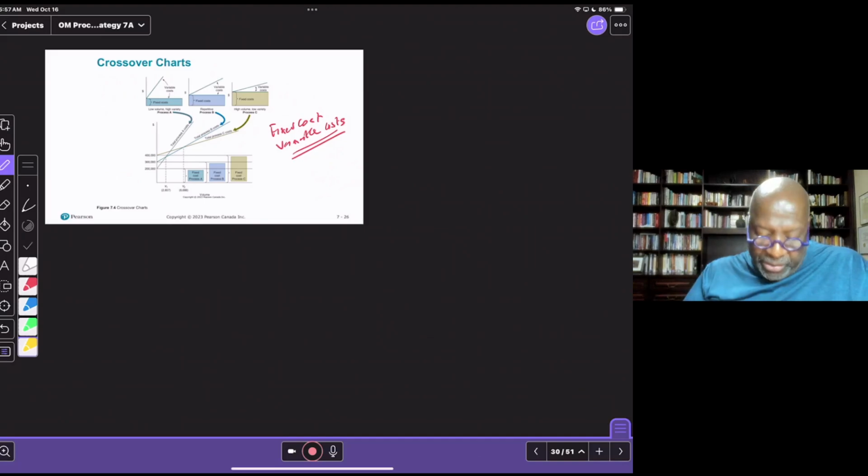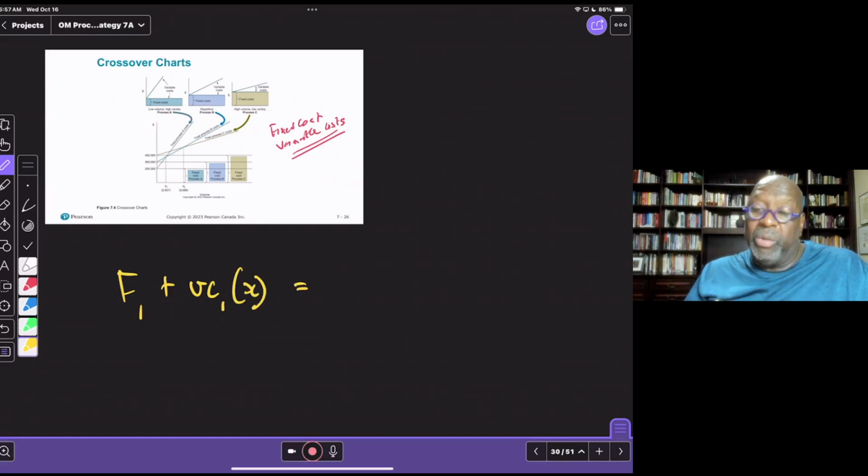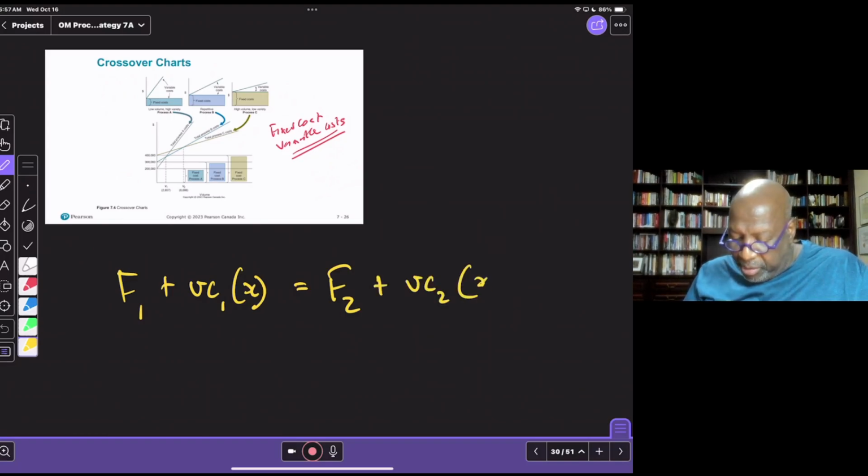So for one process, for example, we'll say the total cost of production is your fixed cost 1 plus the volume that you produce times the variable cost, the variable cost 1 times X, the volume that you produce. Well, what you want to do is get to a point, the crossover point is the point at which those two things are equal in value. All right? And so fixed cost for process 2 plus the variable cost for 2 times X.